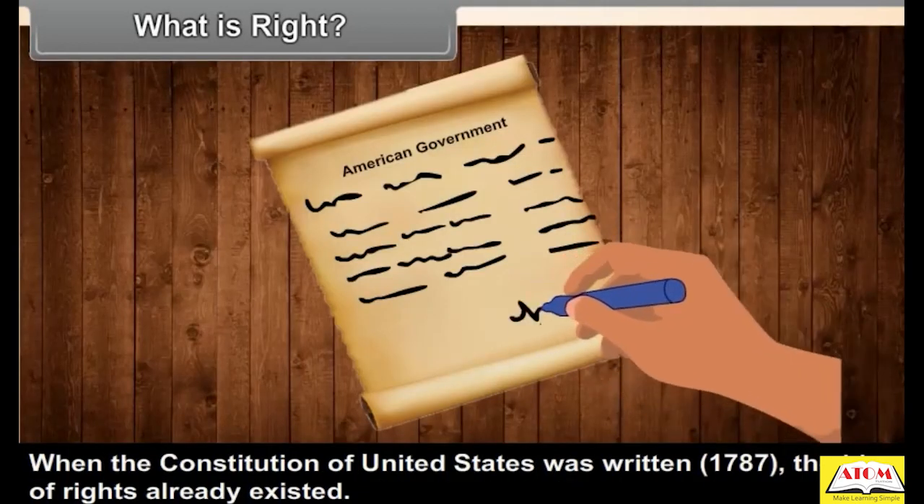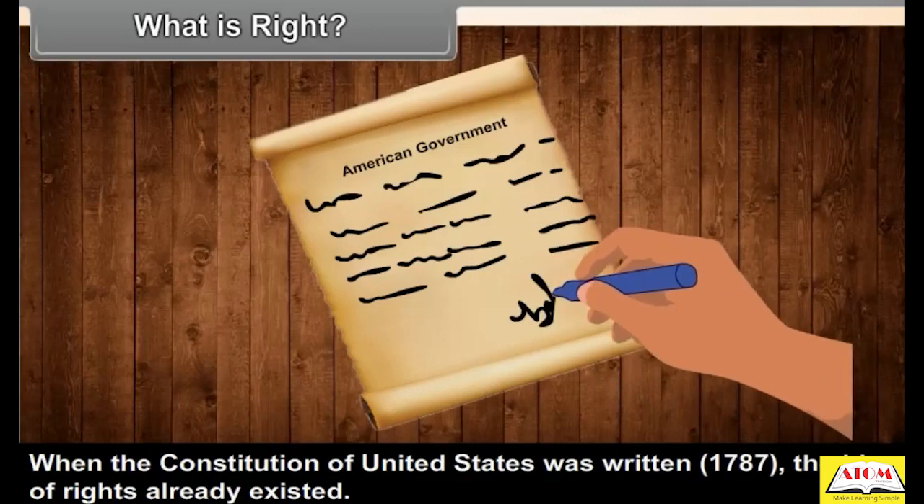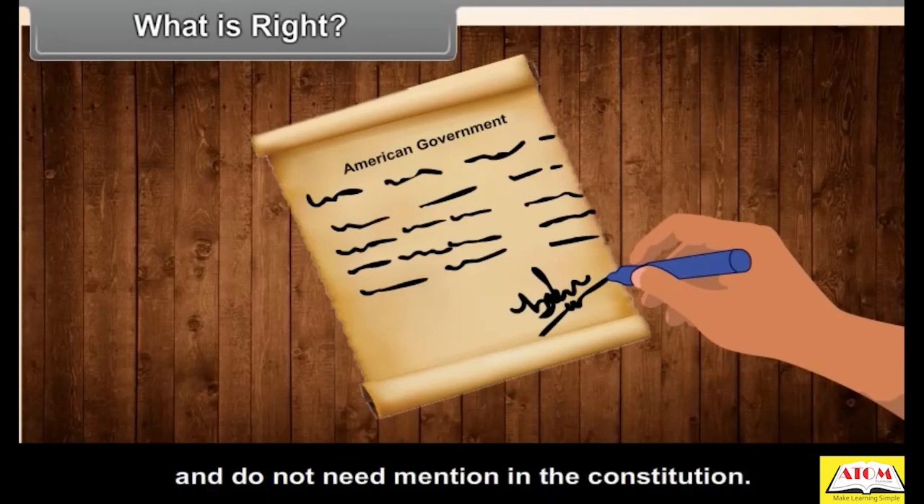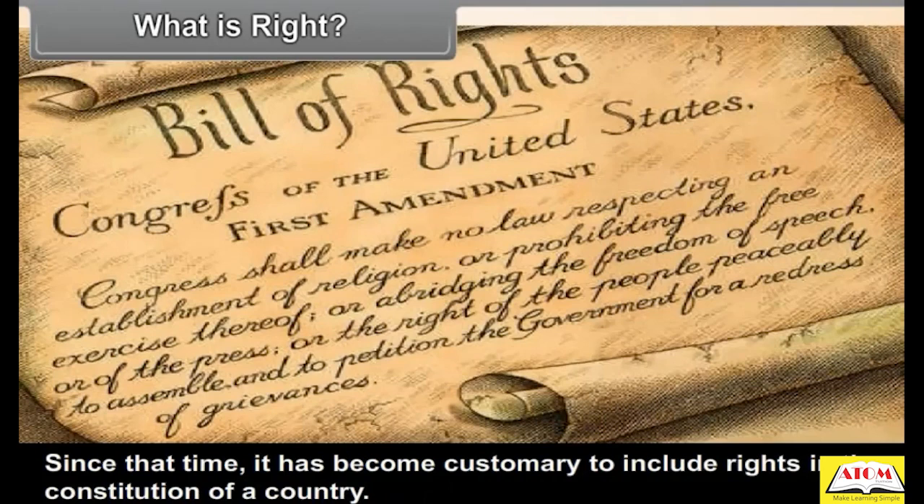When the Constitution of the United States was written in 1787, the idea of rights also existed. But that Constitution originally did not mention any rights because makers of that Constitution felt that rights are already there and do not need mention in the Constitution. But on the demands of citizens, a Bill of Rights was subsequently included in the US Constitution, that is, in 1791. Since that time, it has become customary to include rights in the Constitution of a country.